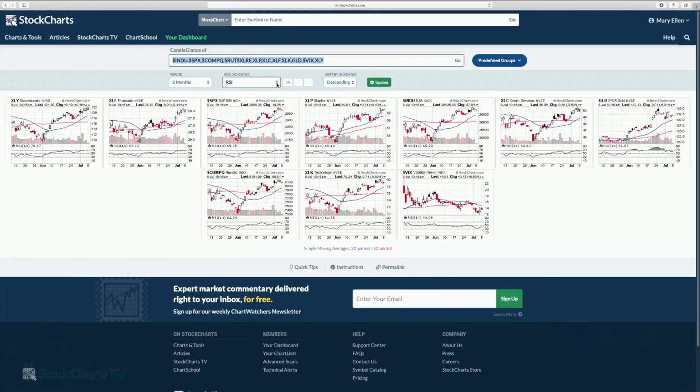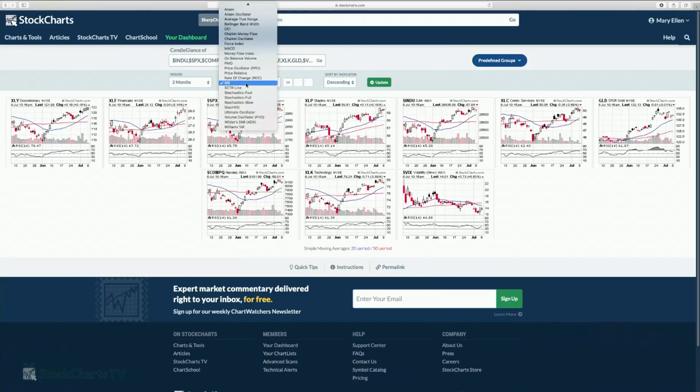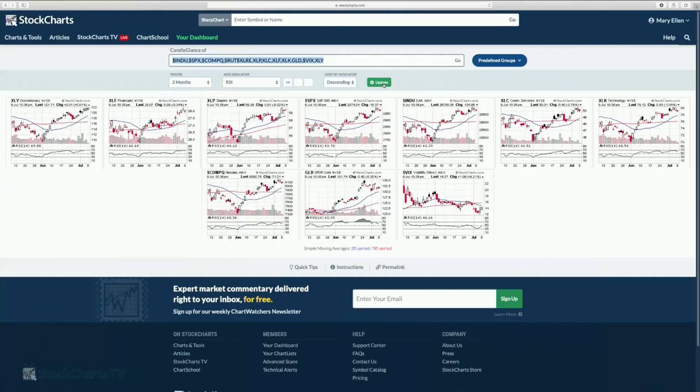So from here, you're looking at a 2-month chart. I've gone ahead and added the RSI, the relative strength indicator, and you can sort your list of indices, stocks, whatever to your choosing, and sort it in descending order. I'm going to go ahead and update that. So we're looking at strength to weakness.